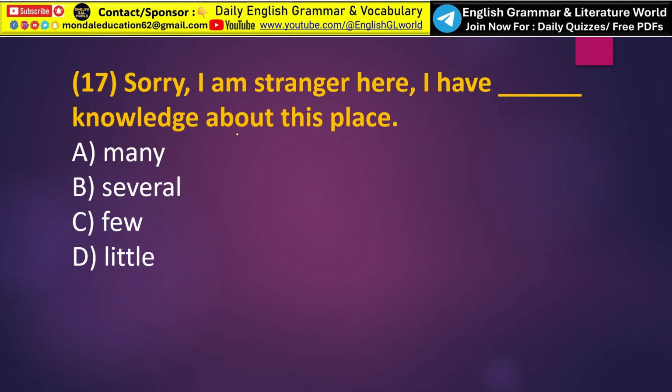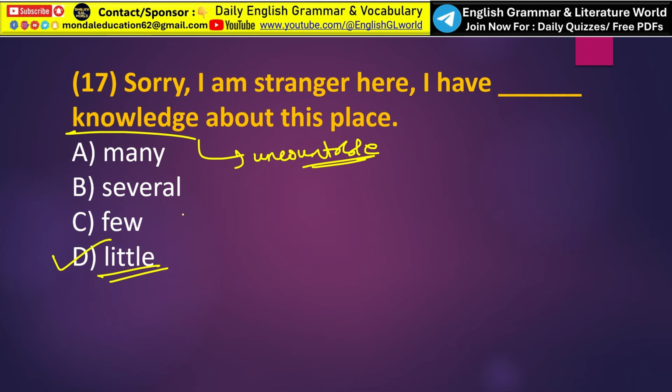Sorry, I am a stranger here. I have dash knowledge about this place. So look at the noun, that is knowledge. Knowledge is an uncountable noun. The sentence means that the speaker knows very little about the place. Therefore we use option D, that is little. Sorry, I am a stranger here. I have little knowledge about this place. So little is used before uncountable nouns. Many, several and few are always used before countable nouns. That's why we have to eliminate these options.